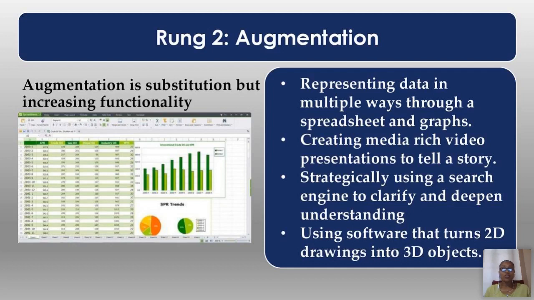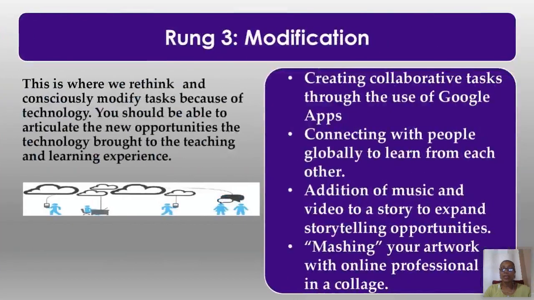Even the way they do research has changed. Most of us would have had to go to the library and use several encyclopedias and different books in order to get our research. Now they just have to learn how to research online. So this is augmentation. And of course, where we want to get to would be round 3 and round 4.